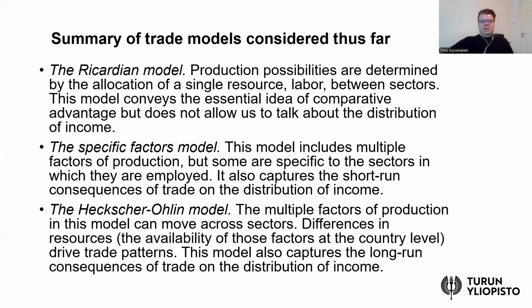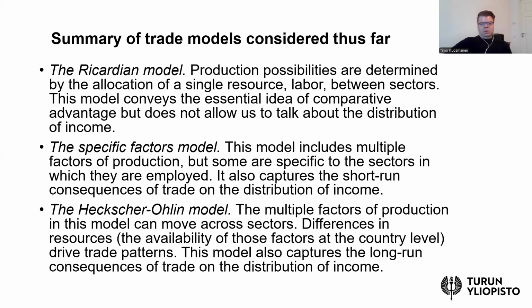So, the classic Ricardian model. Remember that the classic Ricardian model models production possibilities simply by a single resource, labor. So there's allocation of labor between sectors, and this simple model is already enough to convey the essential idea of comparative advantage. However, we cannot talk about the distribution of income between labor and capital, so workers and capital owners.